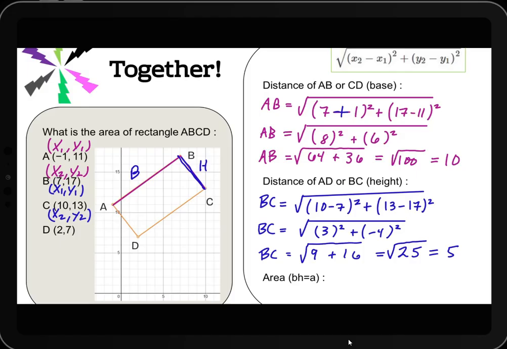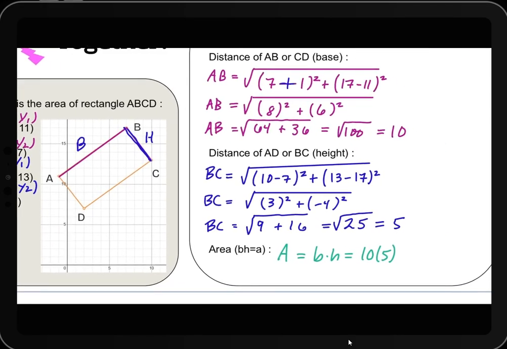So what is the area going to be then? Well, I'll use green for that. The area is going to be the base times the height. The base is 10, the height is 5. So that means I get 50 units squared, right?